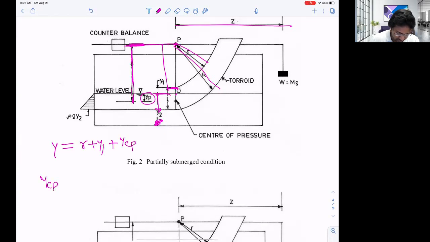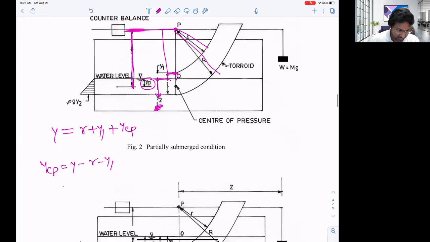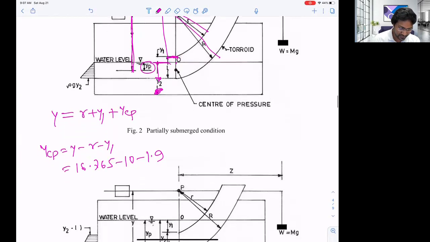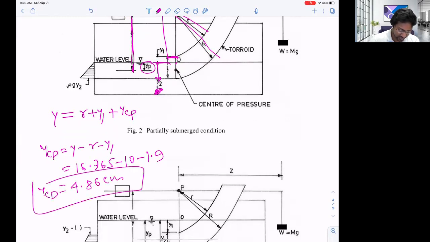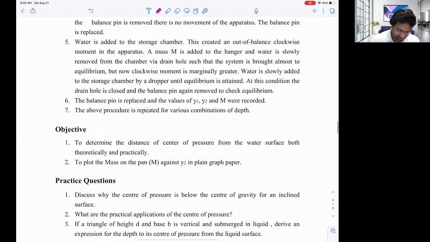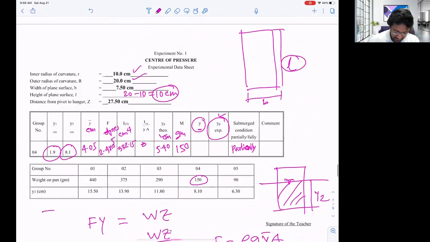So y Cp is equal to y minus r minus y1. So what is y? We have 16.765 minus small r is 10 minus what is y1? Y1 maybe 1.9. Yeah, it's there. So this one minus 10 minus 1.9. So that is 4.86 centimeter. This is theoretically 4.86. Okay, 4.86.